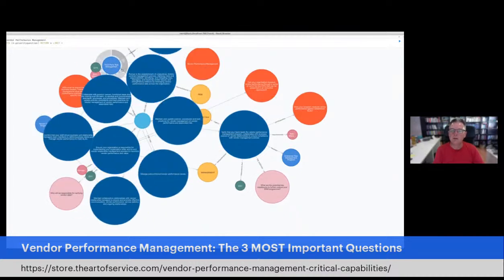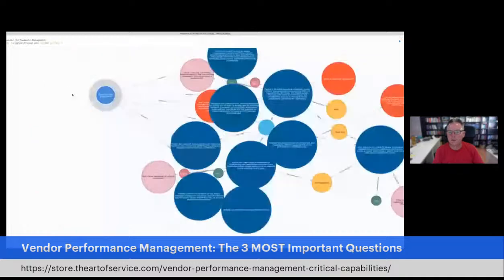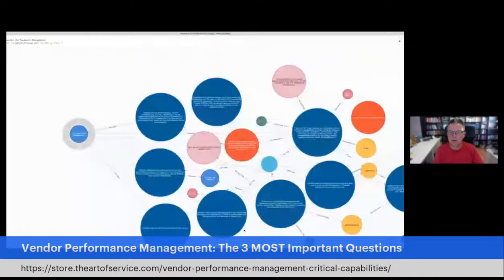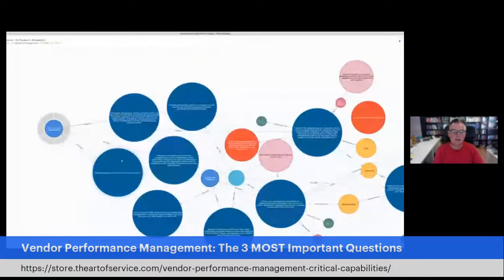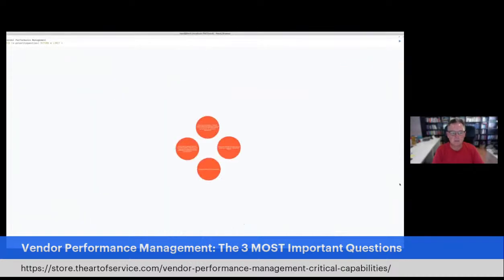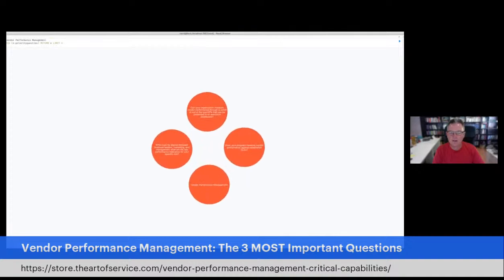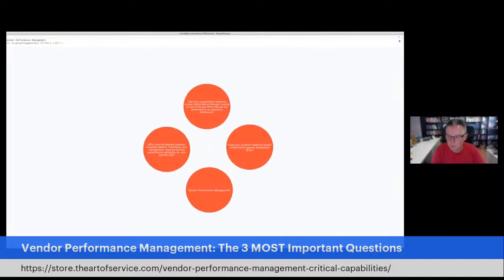Then third-party risk management. If I focus on third-party risk management specifically, these are other areas that I need to cover when I focus on third-party risk management in relationship to vendor performance management. But it all revolves around risk vendor performance management. The top 3 questions that you need to be asking to make sure that you have a very successful vendor performance management program in place.